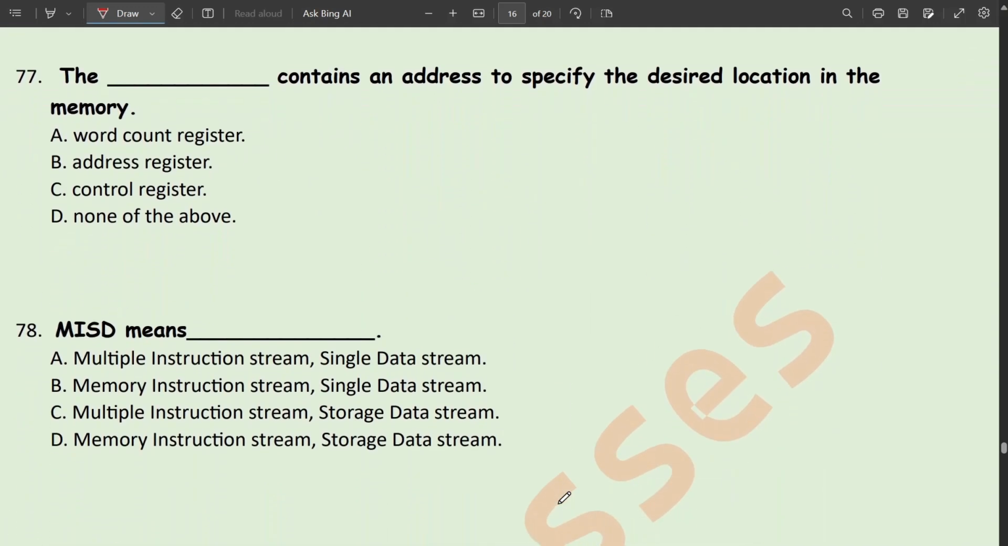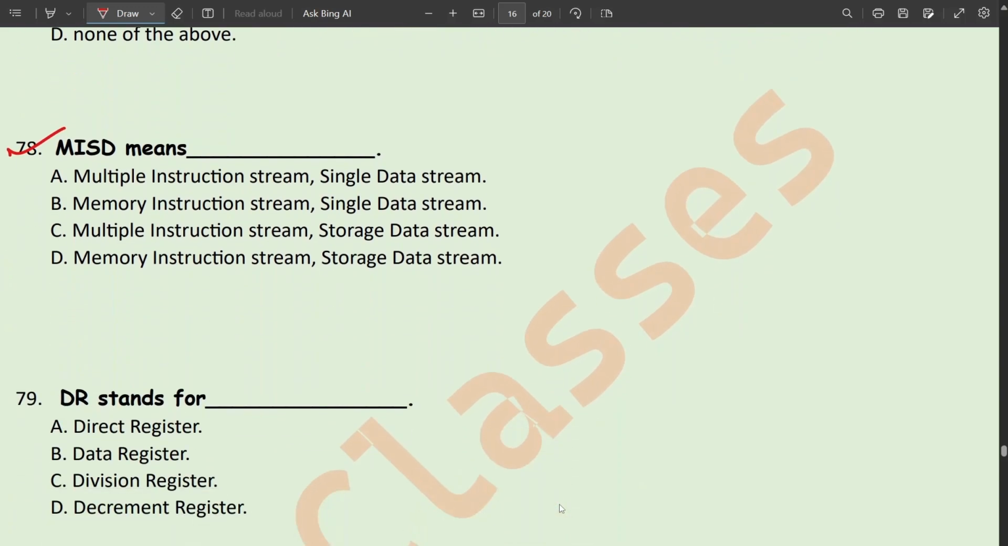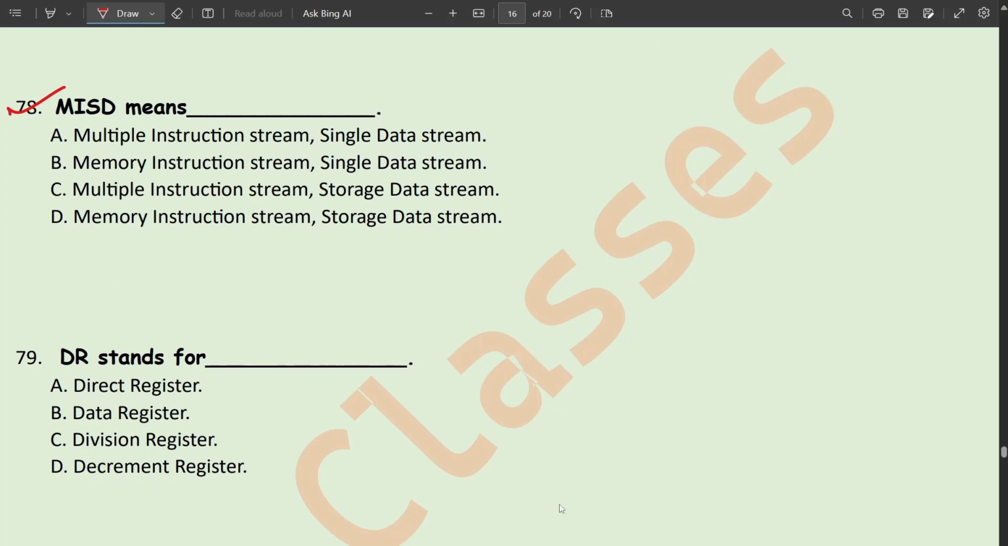The register that contains an address to specify the desired location. The answer will be address register. Option number B is correct. Next, MISD means... the full form of MISD. The answer will be multiple instruction, single data. So option number A is correct.